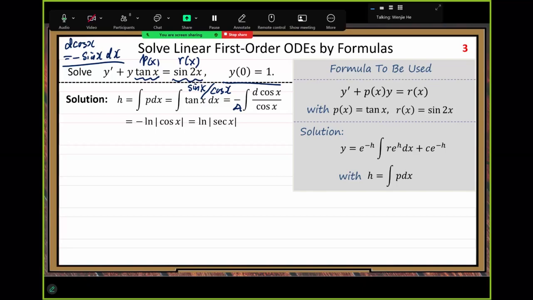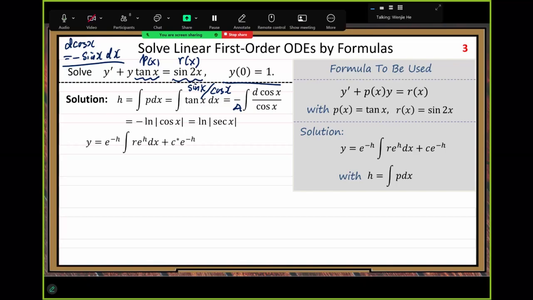Negative. We know cosine of X equals the reciprocal of the secant X, right? Secant is the reciprocal. So the negative, we can make it reciprocal of cosine. So the absolute value of secant of X.